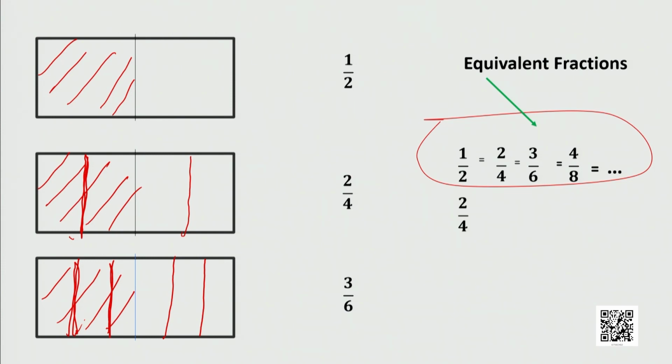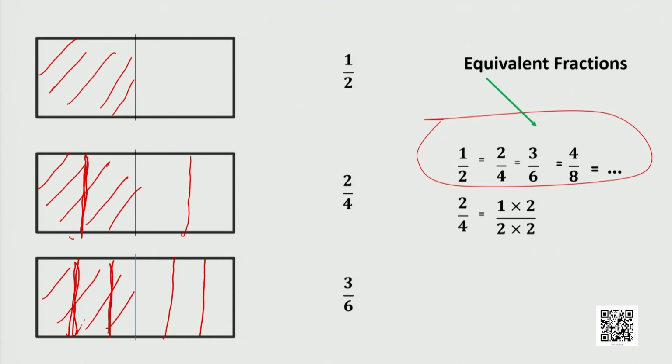If you see 2 over 4, you can see that 2 over 4 can be written as 1 multiplied by 2 as numerator and 2 multiplied by 2. So we started with 1 over 2. How to get 2 over 4 from 1 over 2? I just have to multiply the numerator by 2 and the denominator by 2. So you will get 2 over 4.